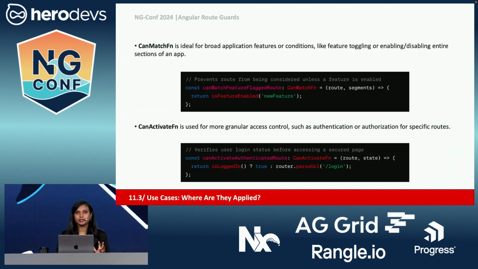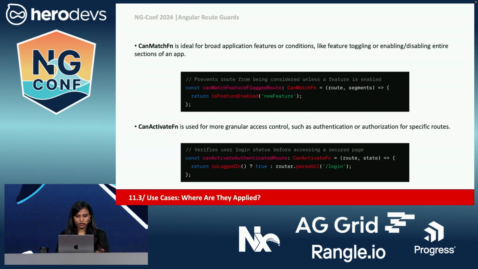Now, the third one is their use cases, like where they can be applied. canMatch is great for broad decisions, like turning feature flags on and off for everybody. The canActivate function is used for granular access control, such as authentication and authorization for specific routes. Both are important, but they serve different purposes in our app's ecosystem.